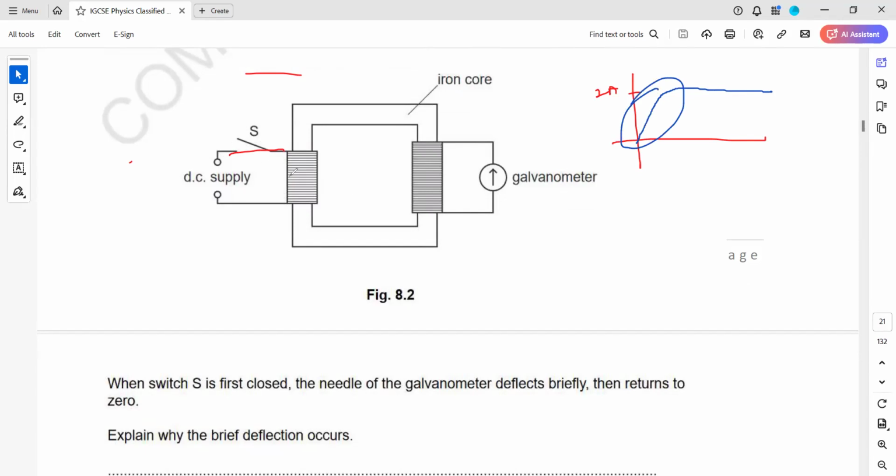So the moment we close the switch, there is a change in the magnetic field for a very short time, and that change in the magnetic field induces an EMF in the secondary. But then why does it become zero? Because the current is constant. If the current is constant, there is no change in the magnetic field. That's why there is no induced EMF.